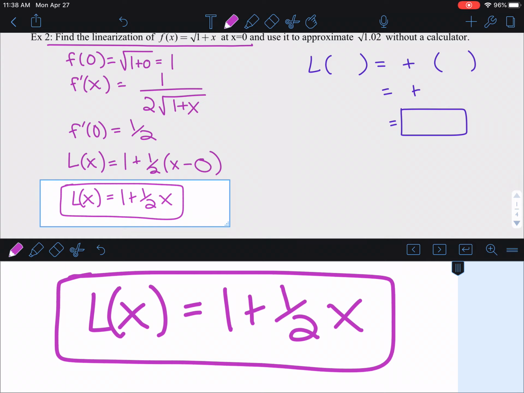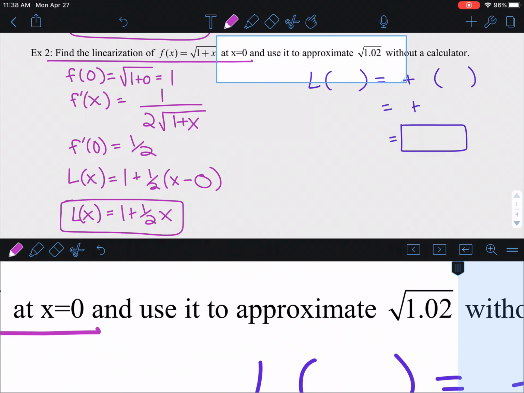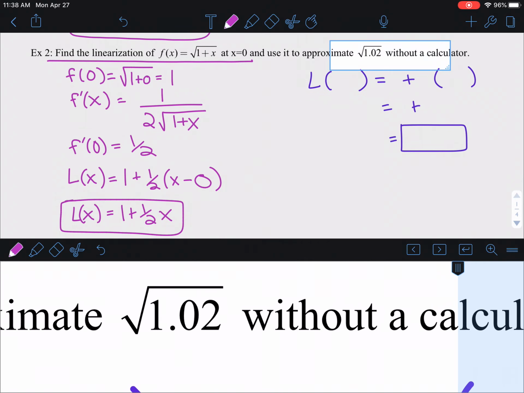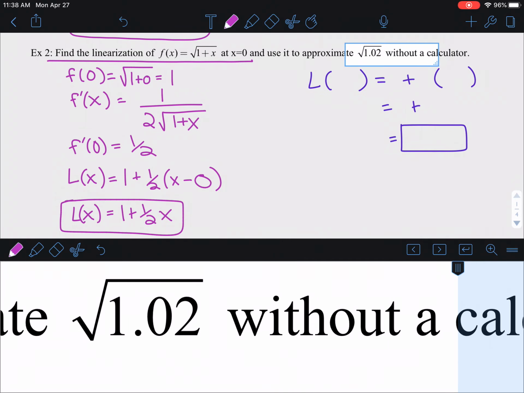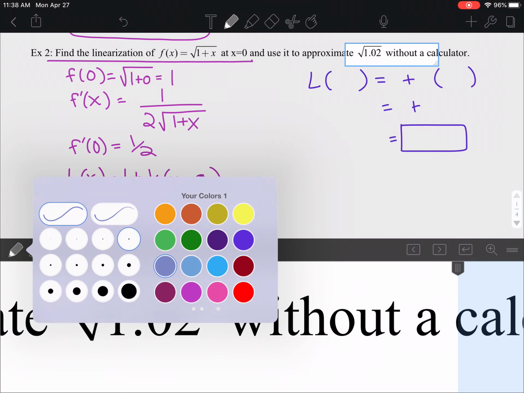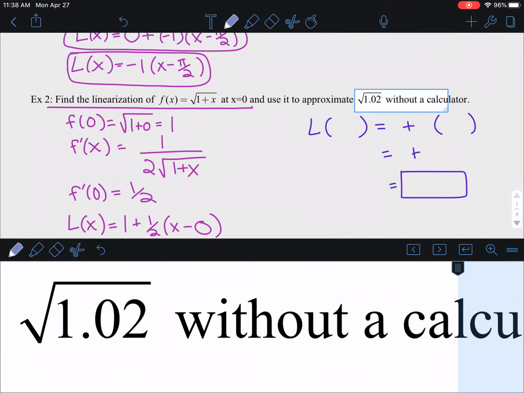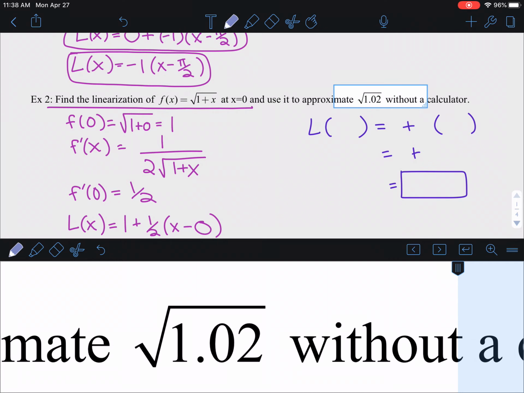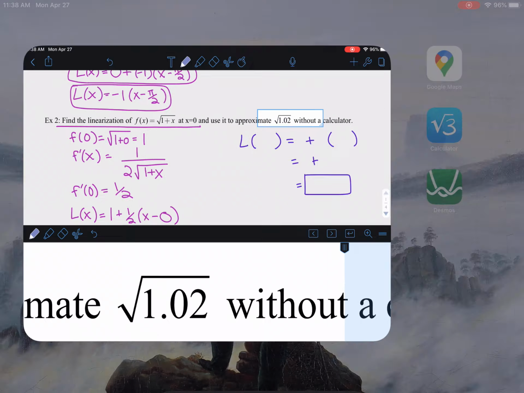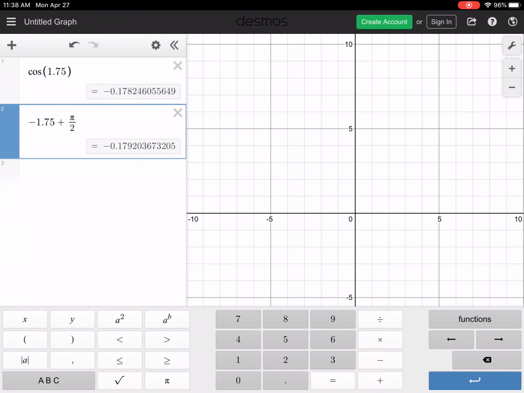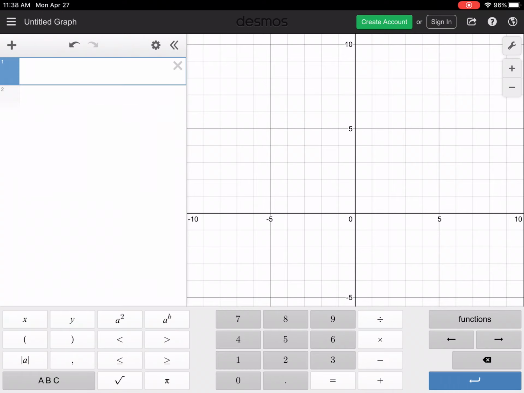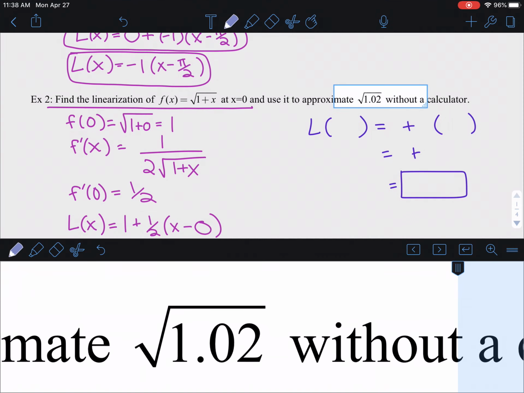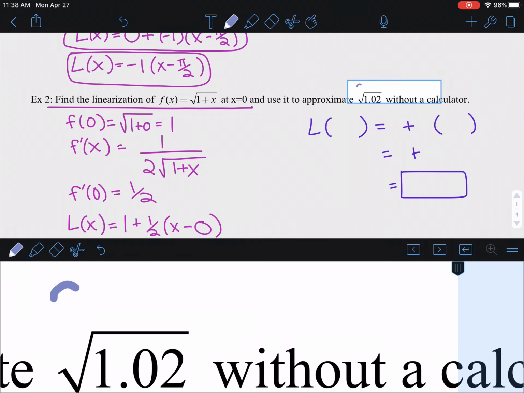Okay, now let's see what we're asked to do. Use it to approximate the square root of 1.02 without a calculator. Well, again, we live in a calculator world, so I'm going to go ahead and cheat. Let's go back to Desmos, and we will cheat here a little bit. Square root of 1.02, 1.00995. Okay, so I'm going to write a few more decimal places here.